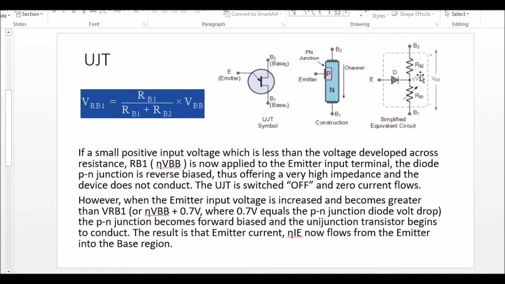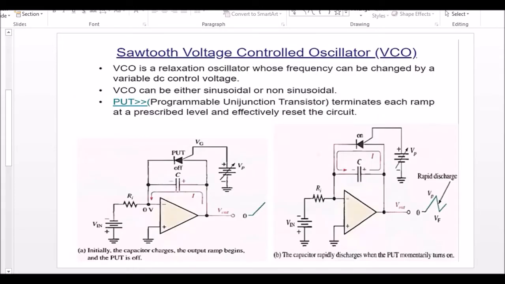And when you apply a voltage here, it produces the equivalent voltages VRB1 and VRB2 and so on. VBB is the voltage applied across it, right? So when this scenario is achieved and you apply 0.7 volts, current flows through this specified region and your UJT is conducting. I'm not going into the deeper details of UJT. I'm just giving you the minor concept. If you want to go into the details, you can read about it, right?